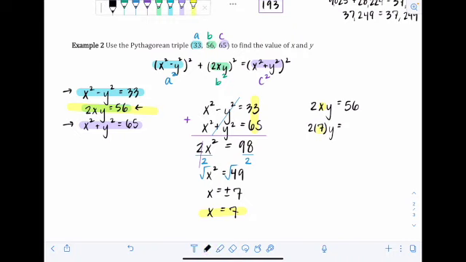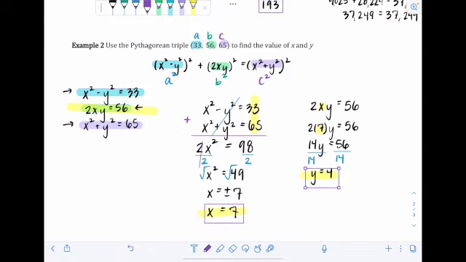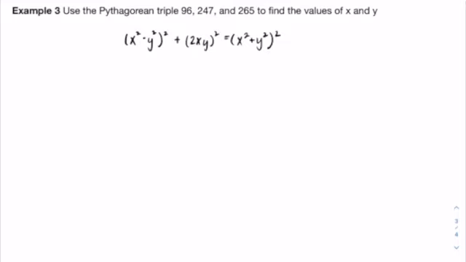So then I have 2 times 7 times y equals 56. 2 times 7 is 14, y equals 56, and then I'm trying to solve for y, so I have to divide both sides by 14. So 56 divided by 14 is 4. So I end up with y equals 4. And then I have my two values for x and y. So x equals 7, and y equals 4.